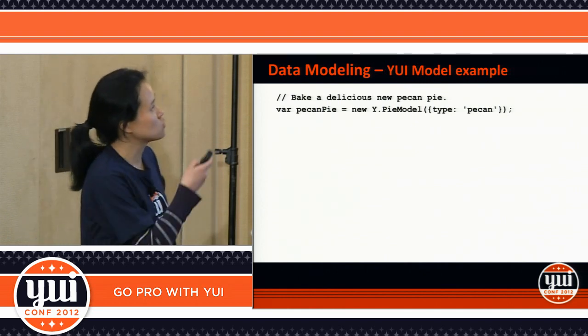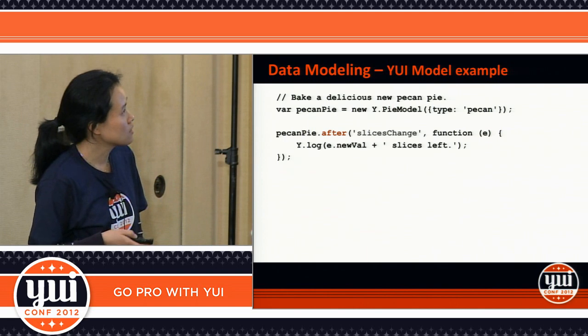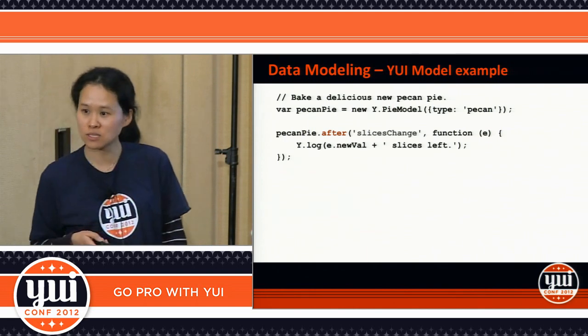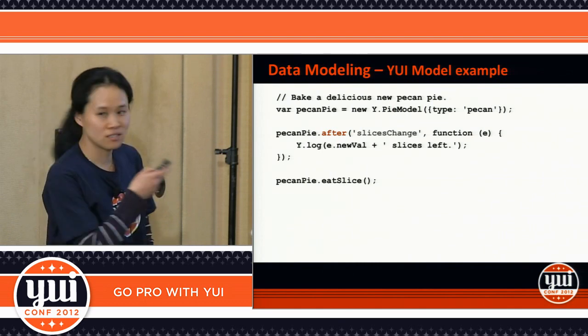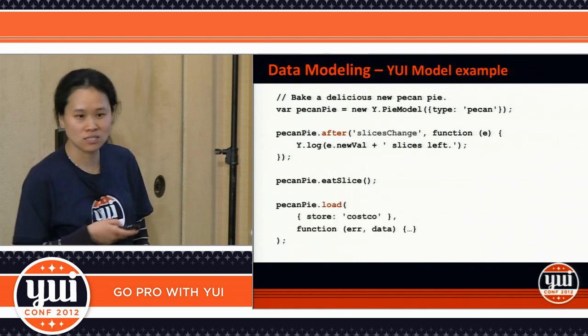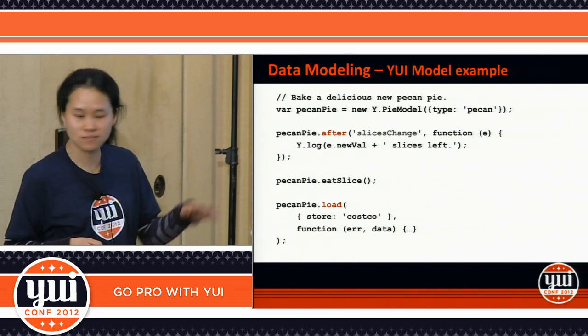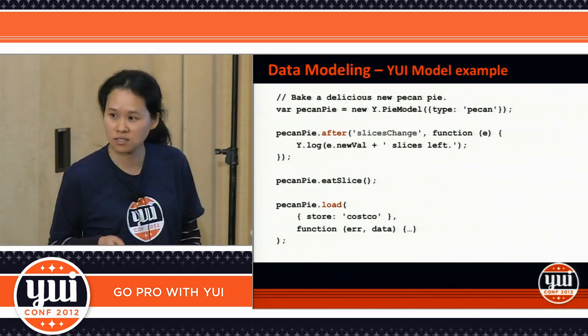And this is how you use it. Now I'm using that to create a pecan pie, and then I can even hook up events to it, saying after slices change, let me know. And then now you can eat a slice, and you can even do things like I want to load more into it. I want to load more from Costco, for example.